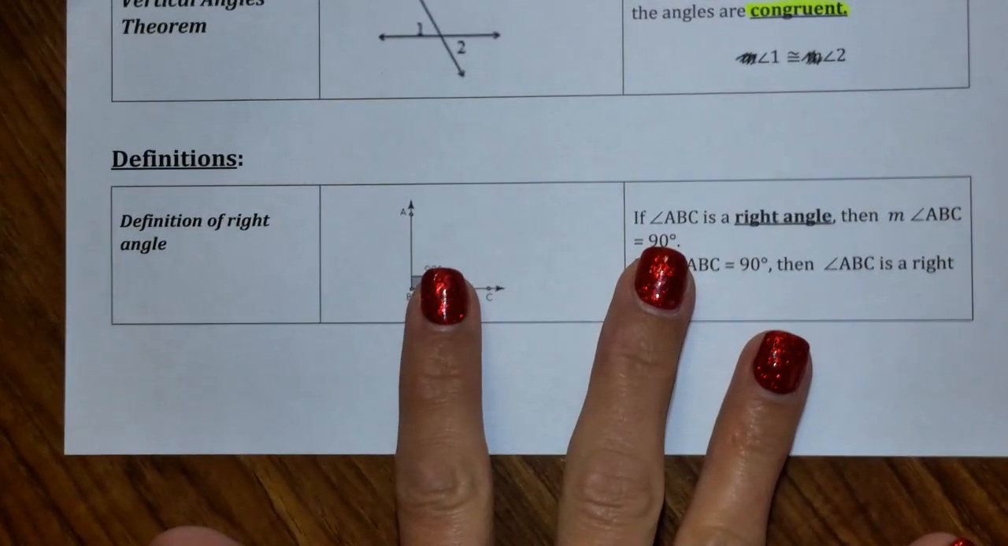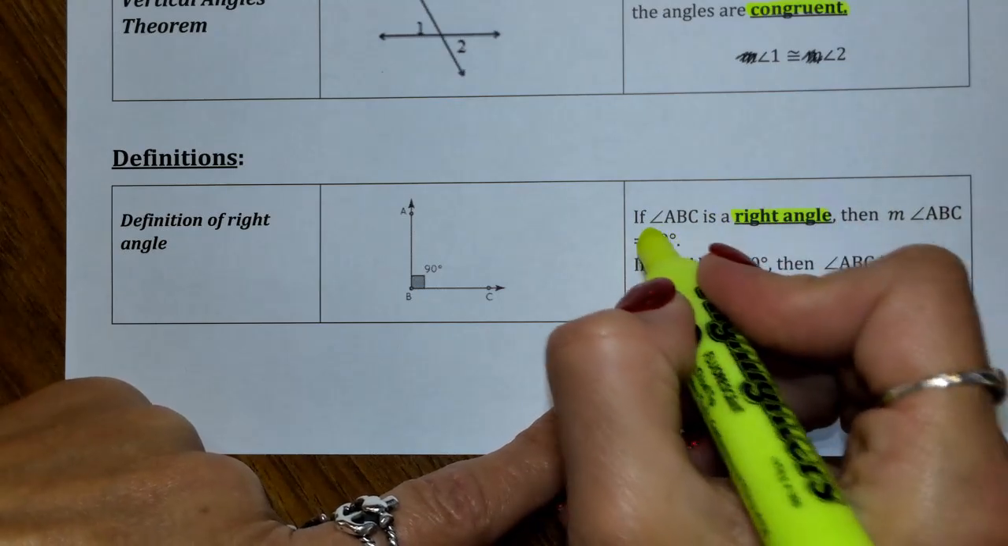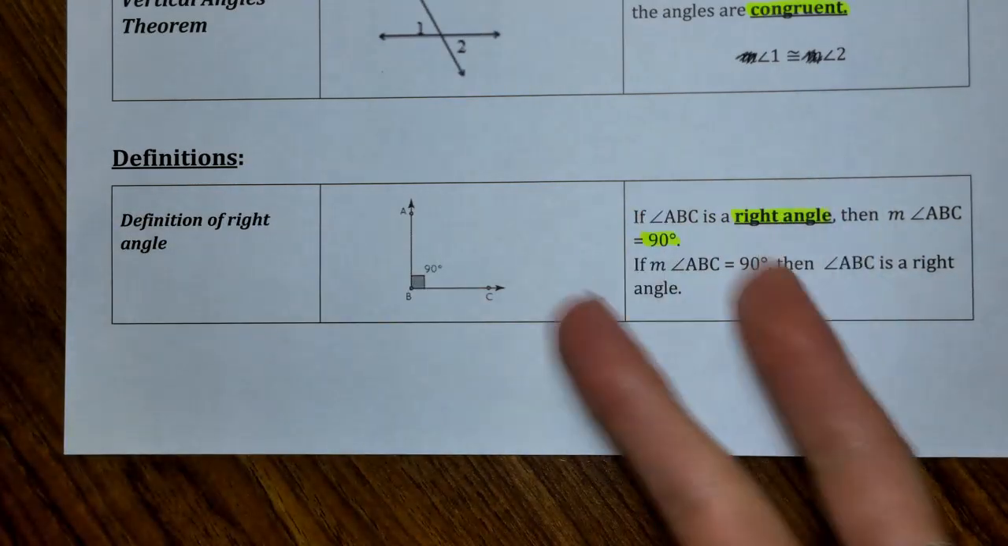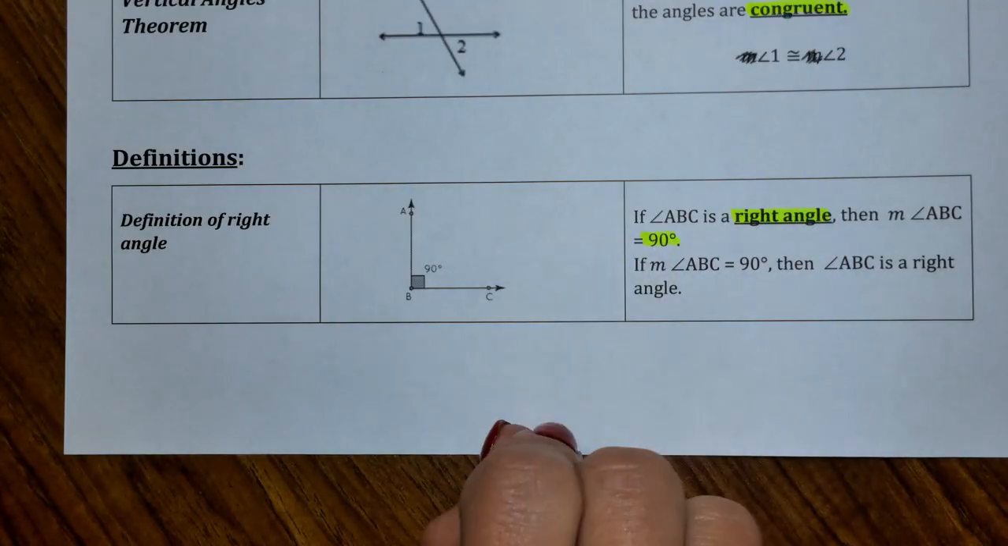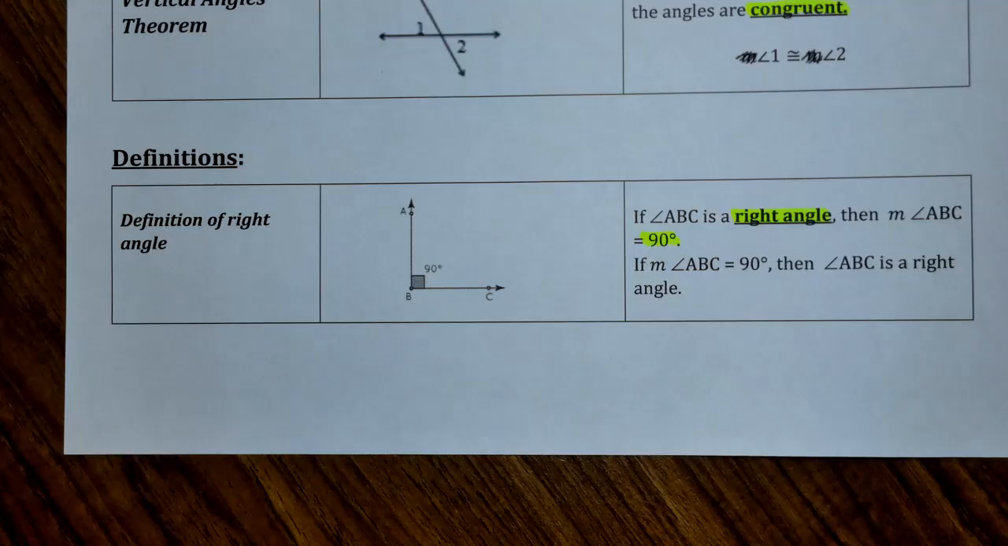Next, we have the definition of the right angle. What we're looking for is right angle, 90 degrees. And they did write the converse here. Look at the converse. Converse switch. Right angle 90, now we have 90 right angle. As I did show you both. But right angle, 90 degrees, this is the definition.